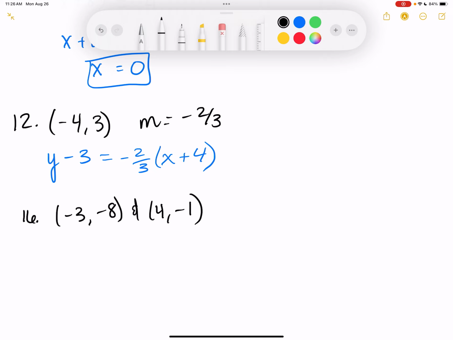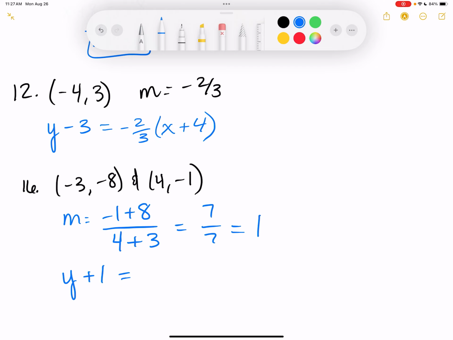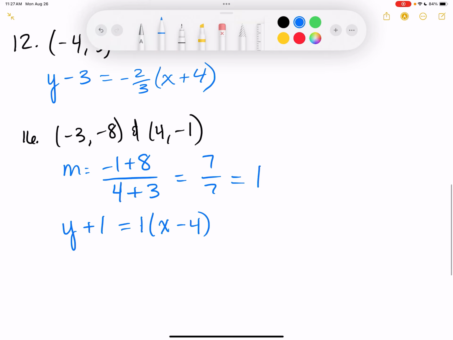Find slope first. So m equals -1 minus negative, so plus 8, over 4 minus negative, so plus 3. What is that? 7 over 7, which is 1. Which point do y'all want to use for point slope form? The second one. So y minus negative, so plus 1 equals m, which is the slope, so 1 times x minus 4. So then that gives me y equals x minus 4 plus -1.